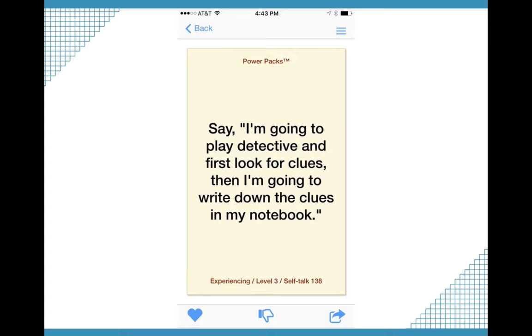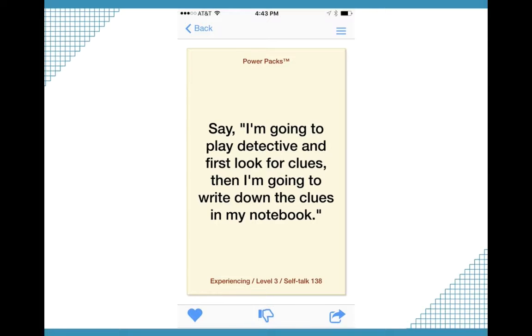So in this example, we could say, I'm going to play detective and first look for clues. Then I'm going to write down the clues in my notebook. And this really has to do what many of you might know as terms of plan, do, review. This might have what some of you think of in terms of executive functioning skills, where kids will be able to stop before they take action or think about their actions before they take them, understand why they're going to take their actions, and the actual steps that they're going to take to accomplish a task. All of this is a key part of self-regulation.